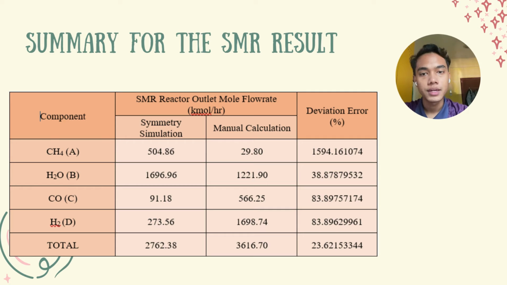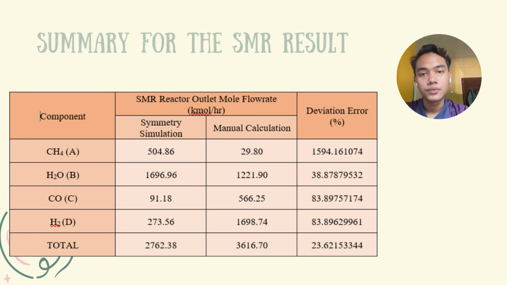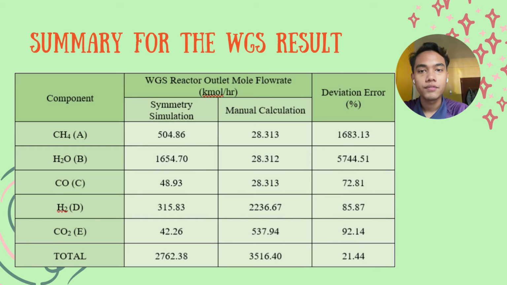For the steam methane reformer reactor, we can easily see the result from the Symmetry simulation and also the manual calculation. The result from the manual calculation are based on the reaction engineering 1 chapter of the project. And we can see that the deviation error is big between the two values. Similarly, for the water gas shift reactor, we have received the result from the Symmetry simulation and also the manual calculation from the reaction engineering 1 chapter, and similarly, the deviation error between these two values is also large.